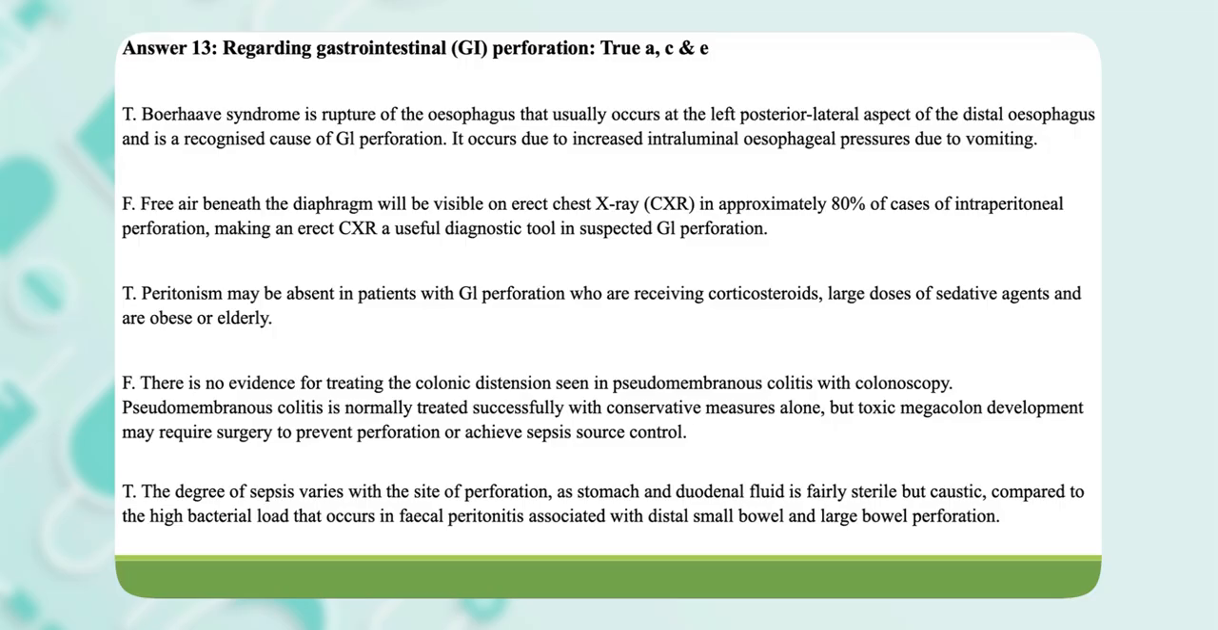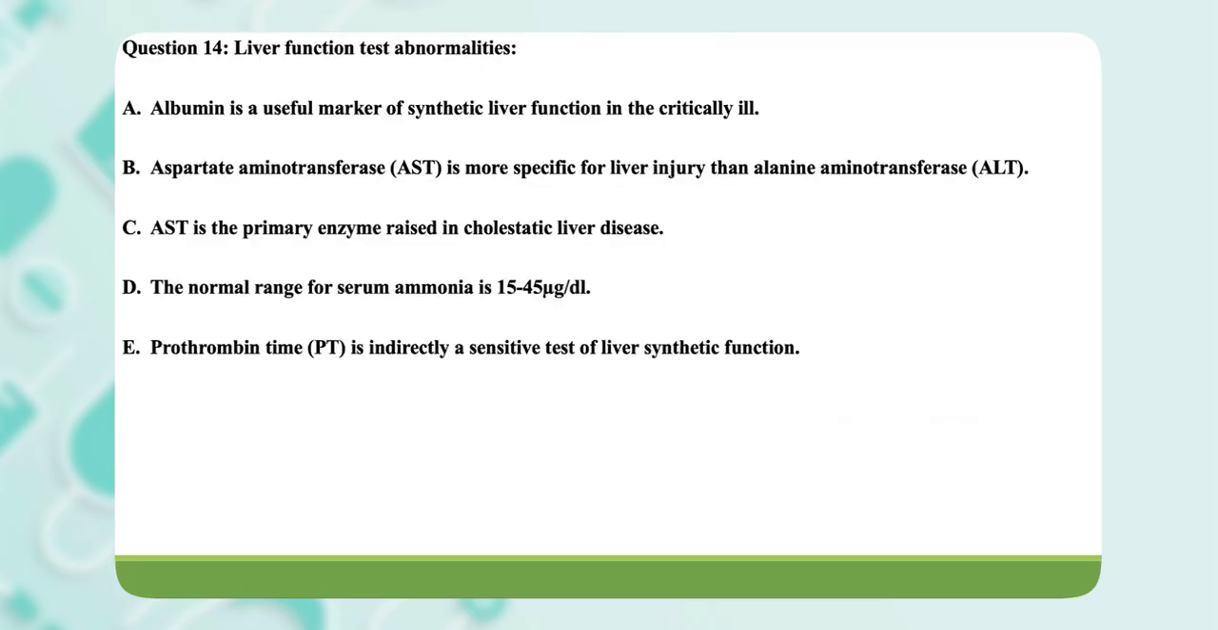So Clostridium difficile is the commonest organism which causes pseudomembranous colitis. If there is pseudomembranous colitis, the treatment of choice is oral vancomycin tablet or metronidazole. The degree of sepsis varies with the site of perforation. Stomach and duodenal fluid is fairly sterile, but it is acidic, so it causes more burn rather than infection compared with the high bacterial load that occurs in the fecal peritonitis associated with distal small bowel or large bowel perforation.